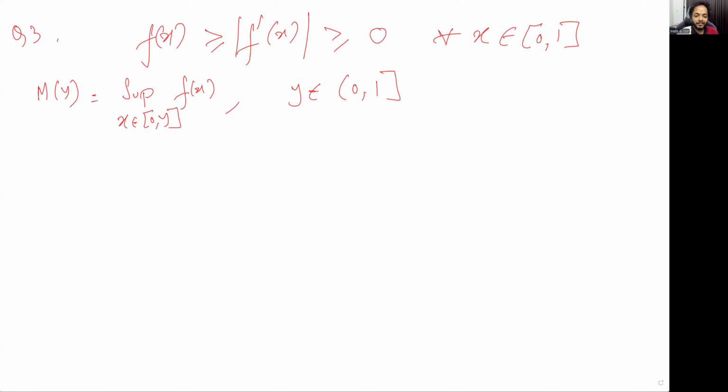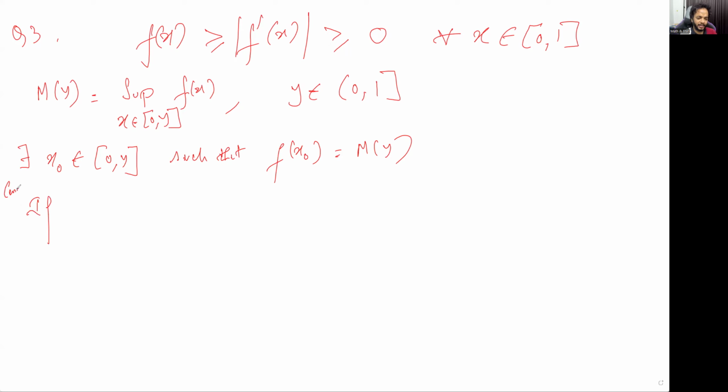Now, since the function is continuous in this closed and bounded interval 0 to y, we can say that there exists x naught belonging to closed 0 y such that f of x naught is equal to m of y. So at the point x naught, the function is taking the maximum value.